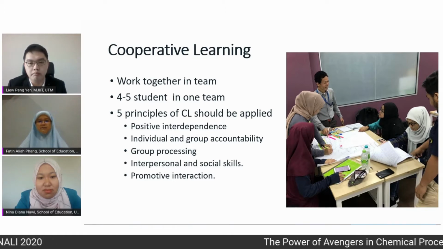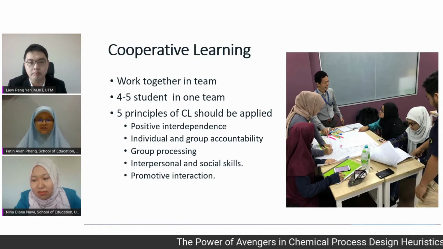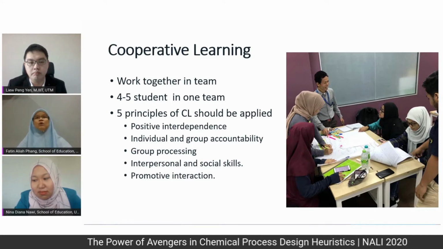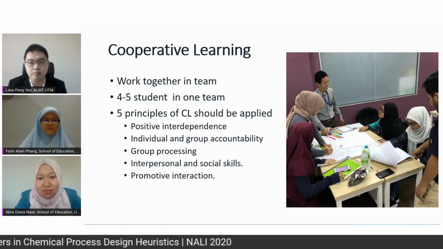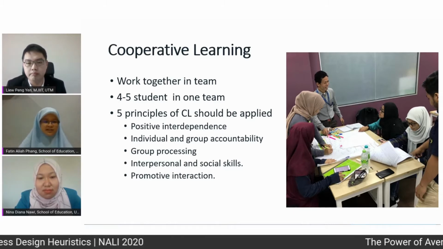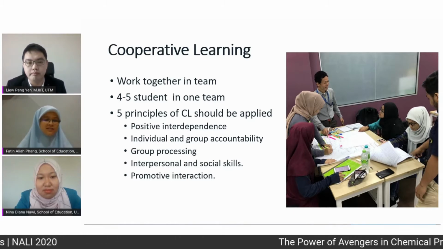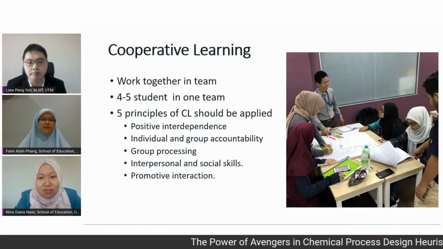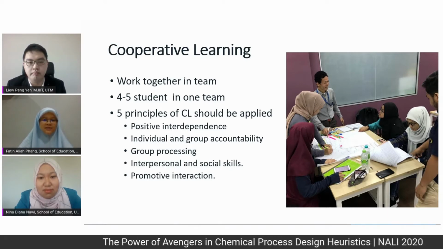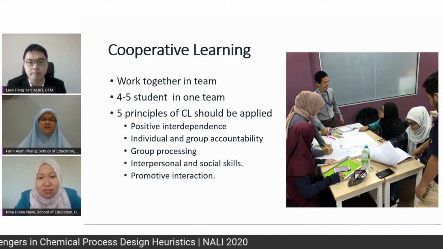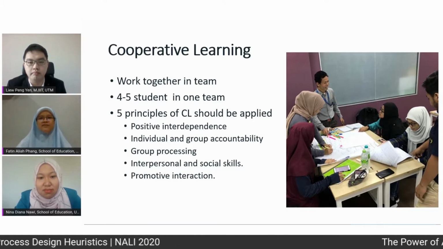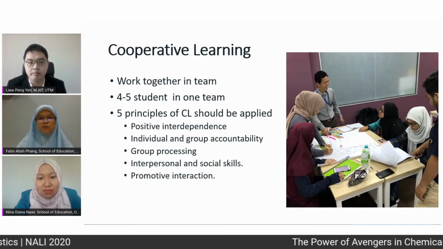Third, group processing. Everyone must reflect on the learning process. It's not just one person, but everyone has to reflect on who is going to do what and how we're going to do it together. Number 4, interpersonal and social skills. They have to trust each other. They have to resolve any conflicts if there are conflicts. This is to develop interpersonal skills as a team. And number 5, promotive interaction. Students will assist each other because at the end they have to come up with a design, so this is for them to solve problems together.